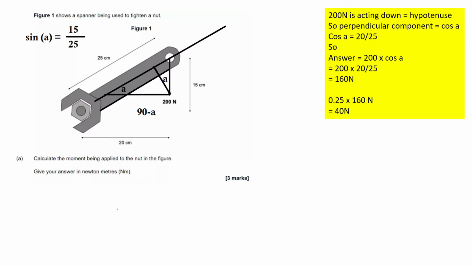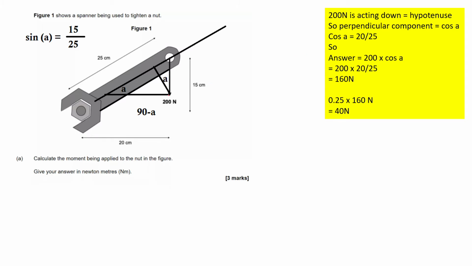Okay, so you're given the lengths 25 centimeters, 15 centimeters, 20 centimeters. So sine A is opposite over the hypotenuse. So in this case, sine A is 15 divided by 25, and cos of A is adjacent over the hypotenuse. So cos of A is 20 over 25.